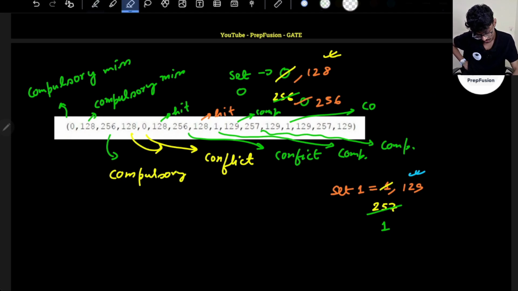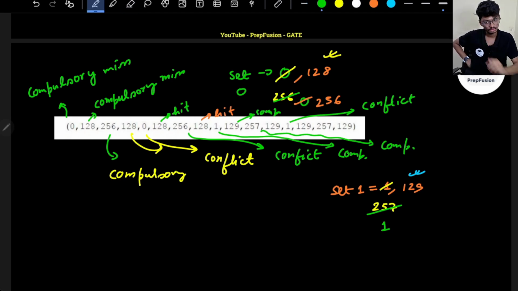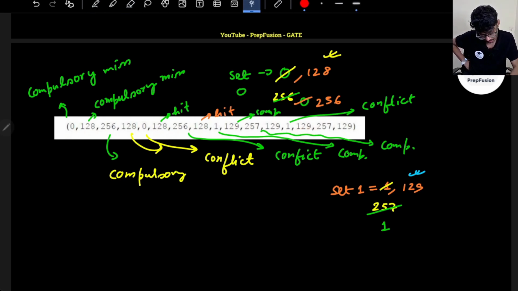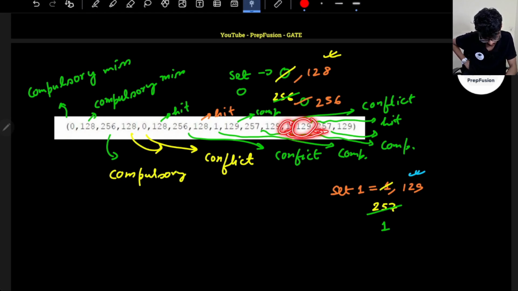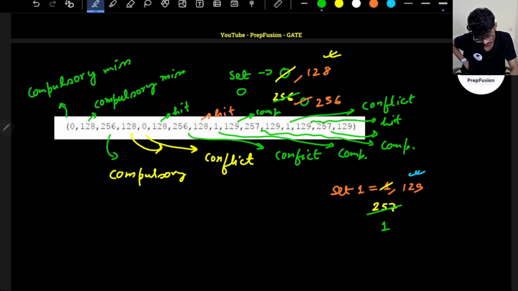Now what about 129? This 129 is already present in the cache memory, so this will be a hit. This 257 is again not present, and again which one will I replace? I will replace 1 here because 129 was just called, so this will again be replaced with 257, and again this will be a conflict miss.